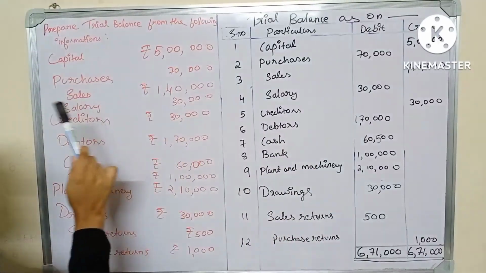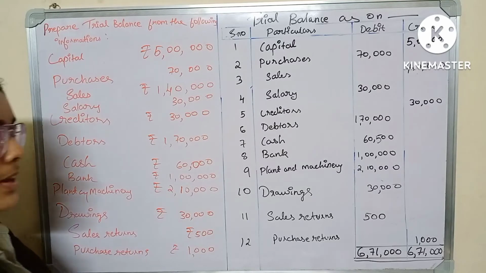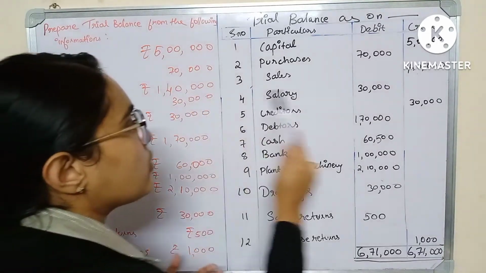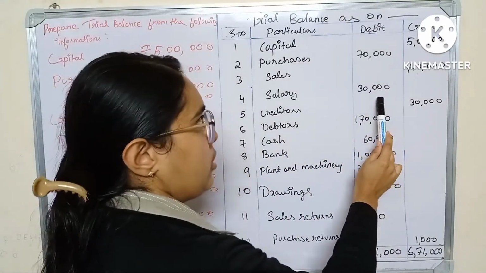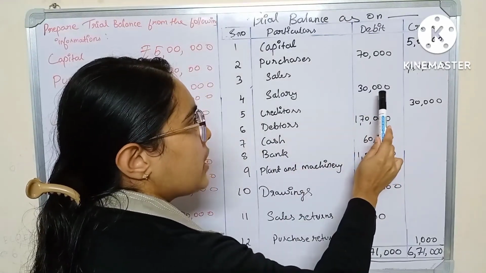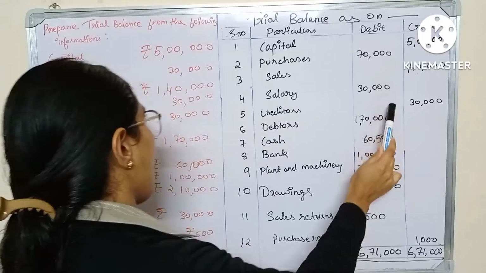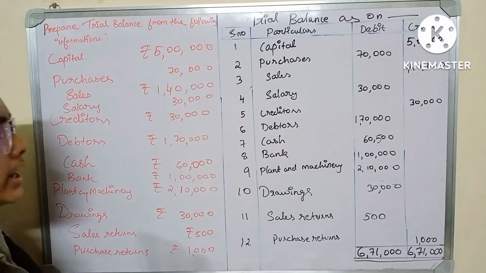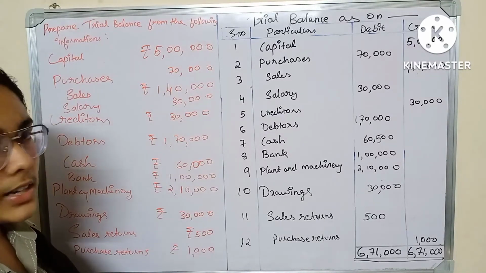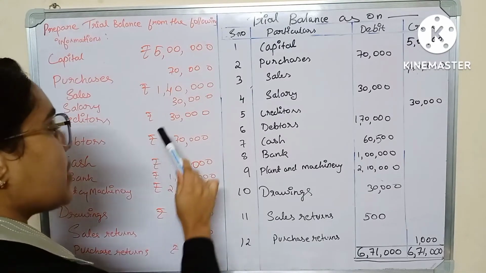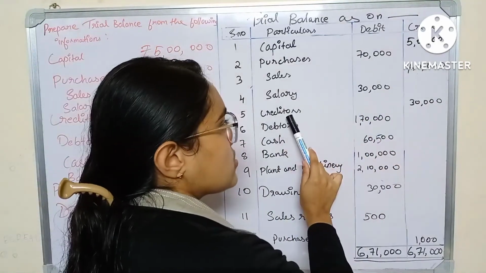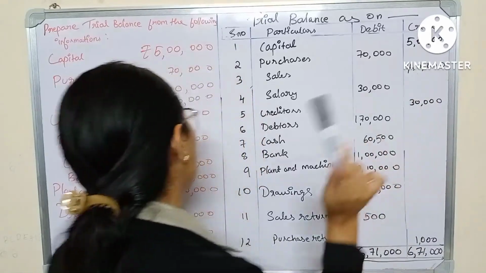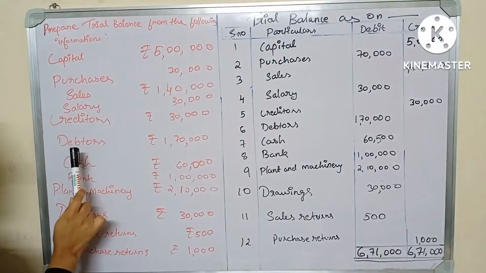Okay, then next one is salary. Salary is again an expense. It has debit balance. So without thinking too much, you can post it on the debit column. You will write salary here, and you will write it on the debit column. So that is done. Now creditors. Creditors is another liability for you. So it will have credit balance. So you will write creditors on the particulars column, and you will write the amount in the credit column below.